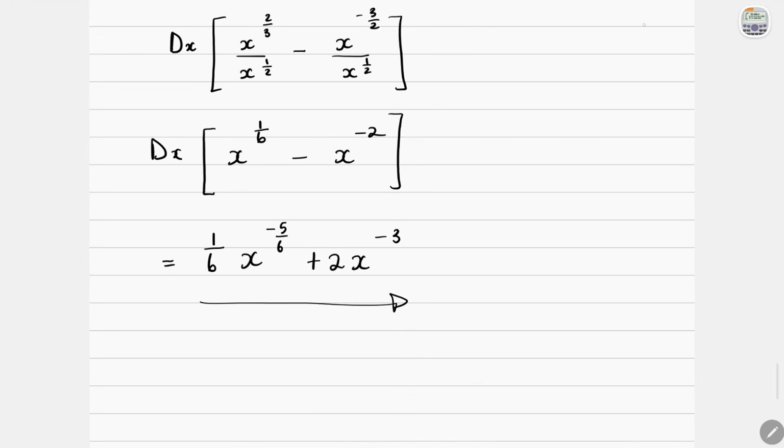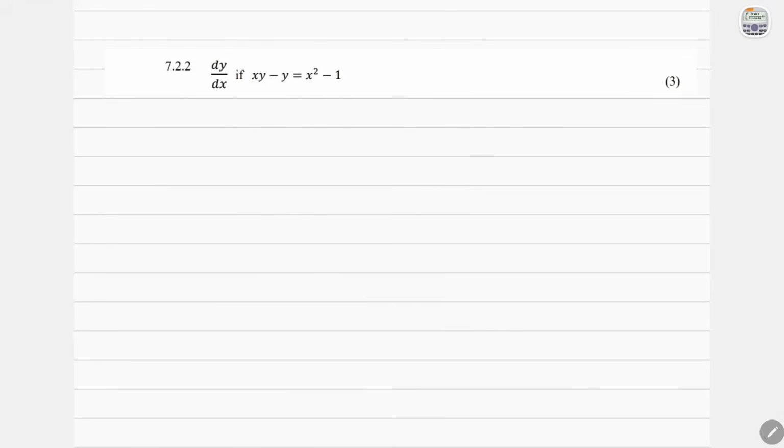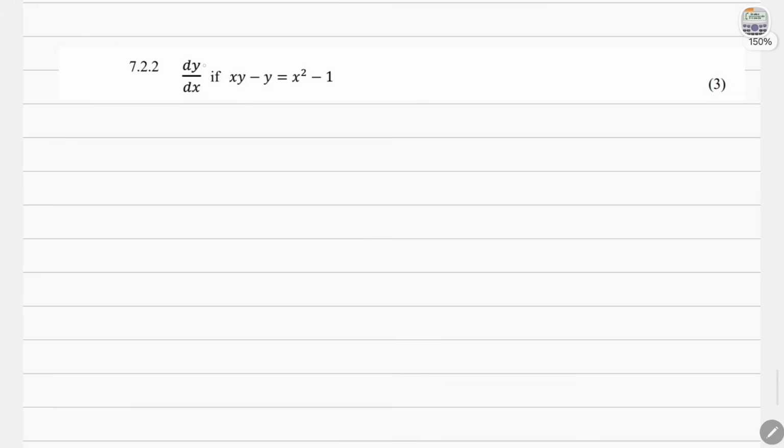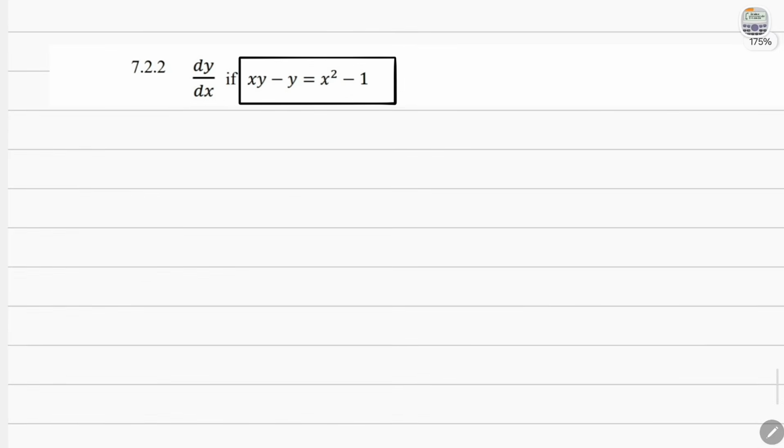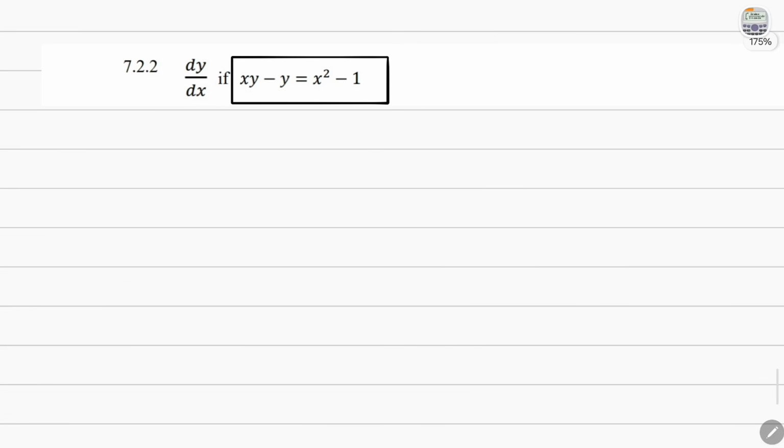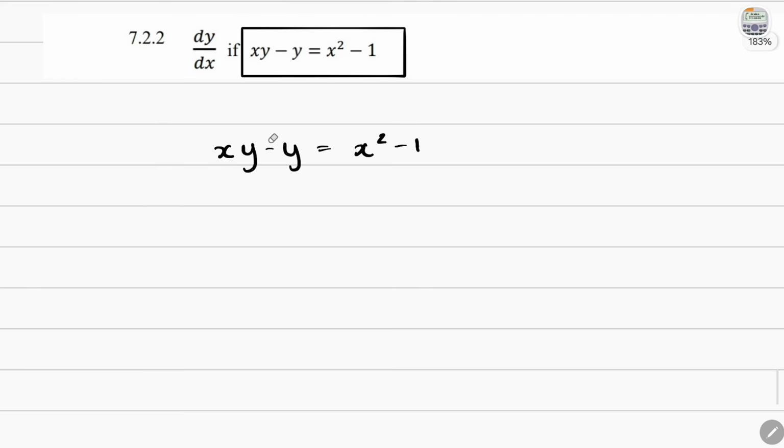Moving on to the next question. Question 7.2.2 says we need to determine dy over dx if we have this equation. Okay, so let's go ahead and first make y the subject. Okay, so let's rewrite our equation. We have xy minus y equals x squared minus 1. And we can just take out a common factor of y here first. So y comes out, and we're left with in the first term x, and in the second term, it's just negative y. So it is negative 1.